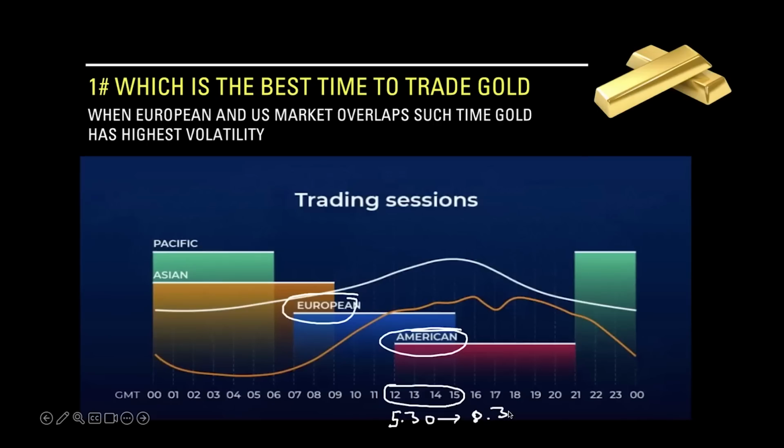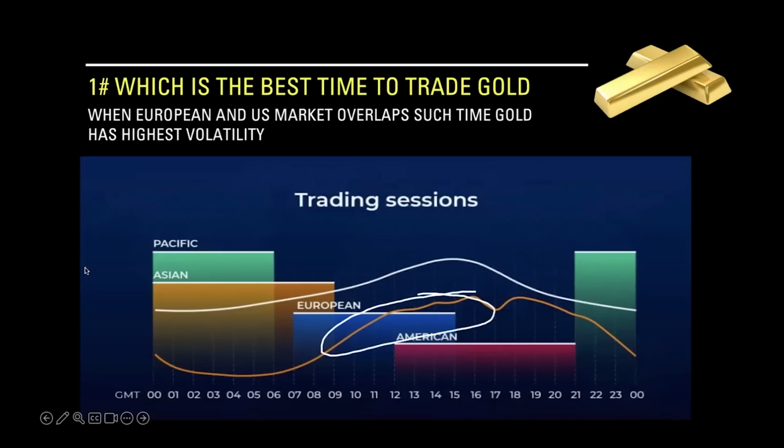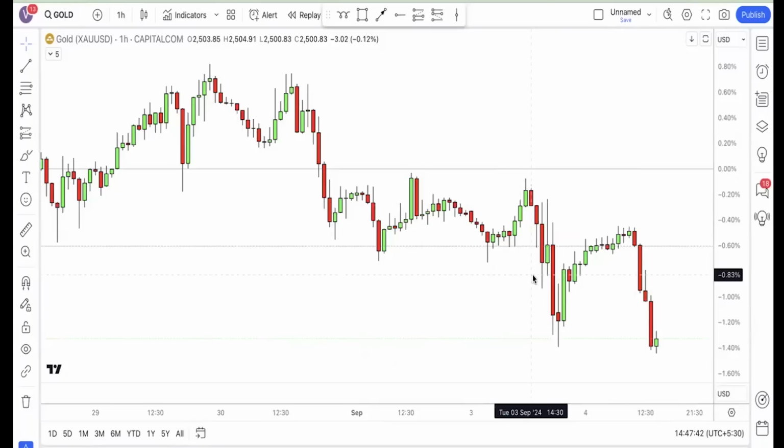For those 3 hours, most of the time you will see high volatility in gold. That is what this image is also showing: you can see that this line is going up, which means volatility is high during that time. Now you can see that I have come to the gold chart. It's a 1 hour gold chart.